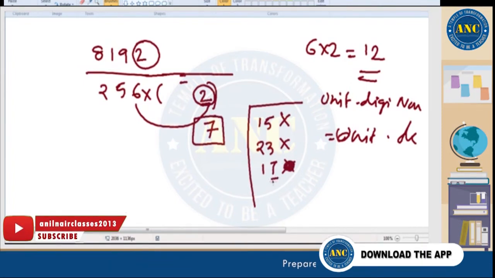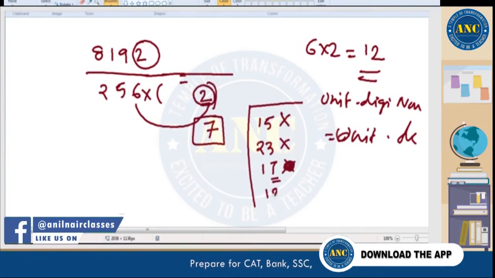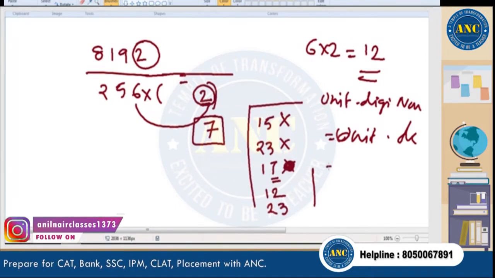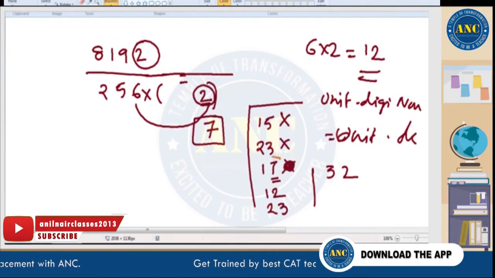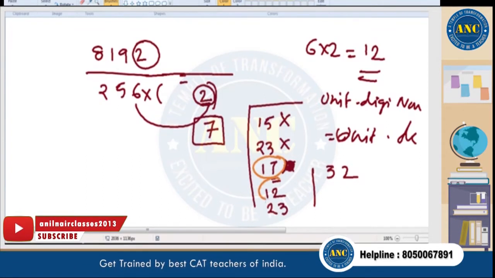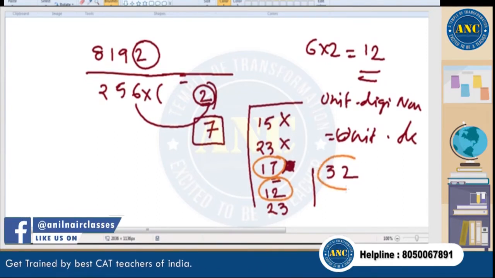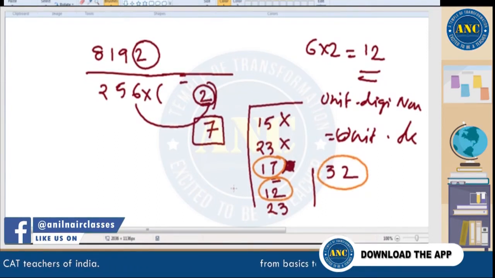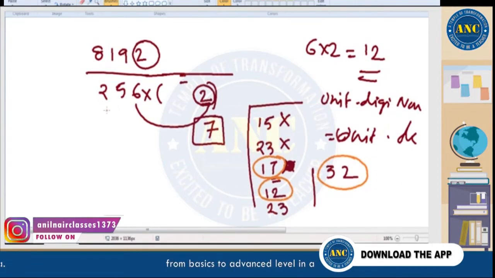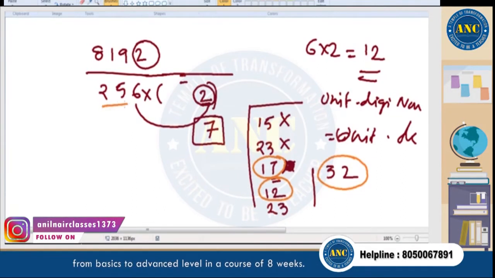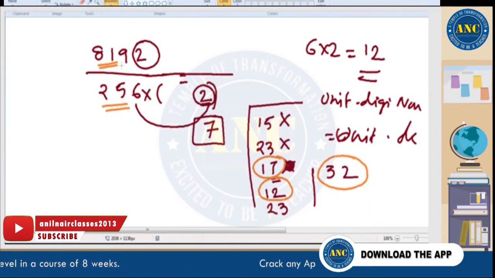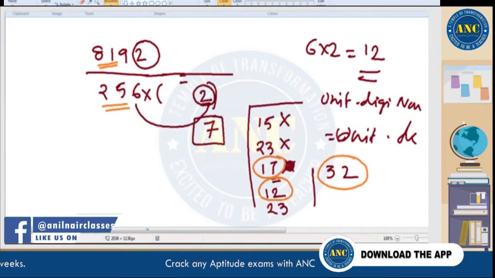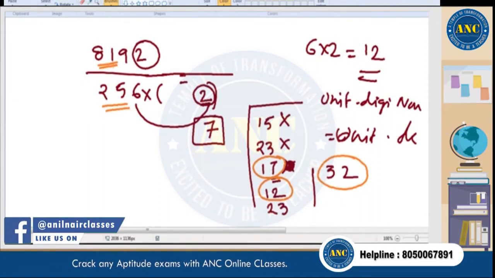Which are having unit digit 7. For suppose, let me consider one more option 12, 23, another option 32. So you have to consider all the options which are having unit digit 7 and unit digit 2, because these two are the only possibilities. Now check it out, sir. Let us consider it is 25. Let us consider it is 85. Nothing to bother about this, sir. Let us consider 25. Let us consider 85.